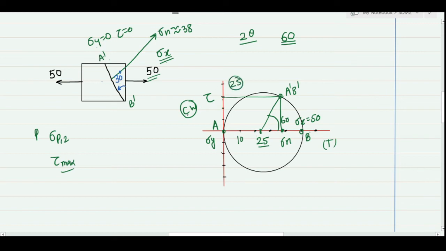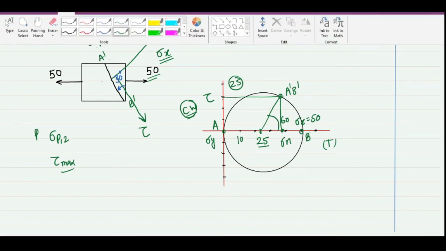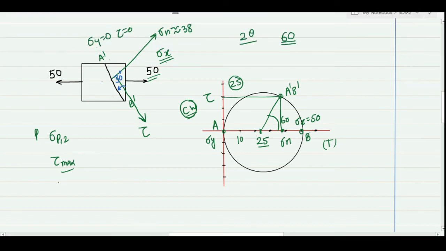And the sense is clockwise, and we know that the clockwise couple or the shear is shown with this downward arrow. So this is the shear stress on this oblique plane. If you want to cross-check these stresses using the analytical formula, you can recall that the normal stress is represented by sigma x plus sigma y by 2 plus sigma x minus sigma y by 2 cos 2 theta plus tau sine 2 theta.